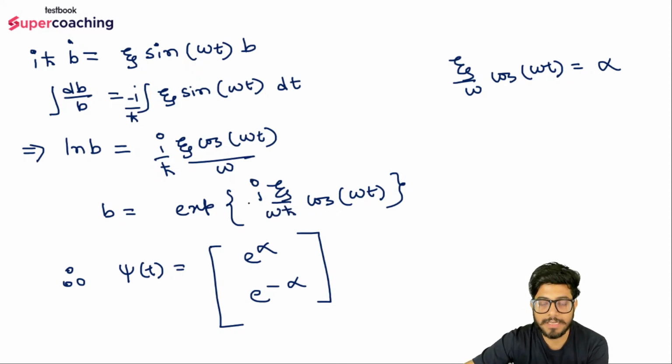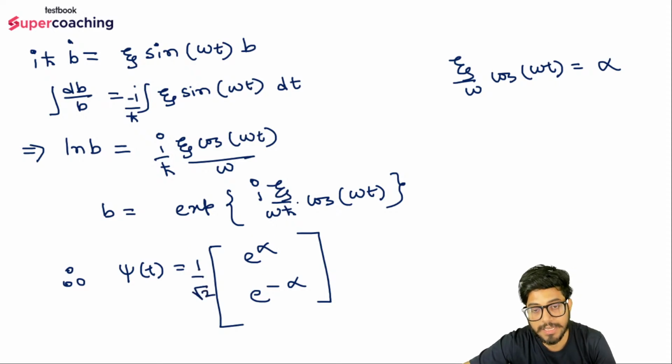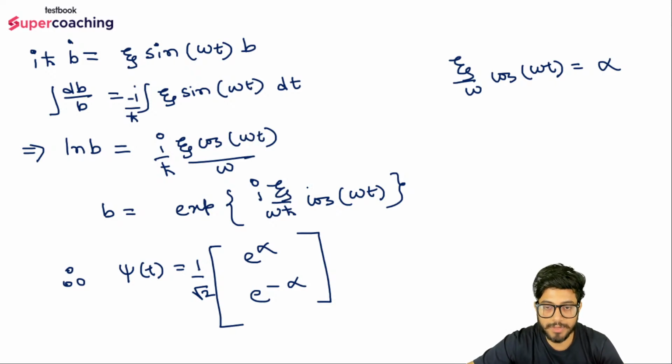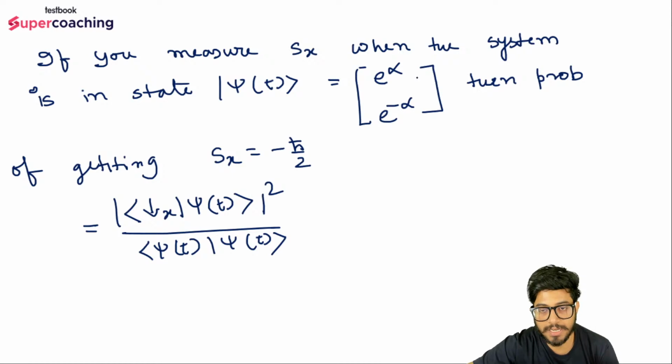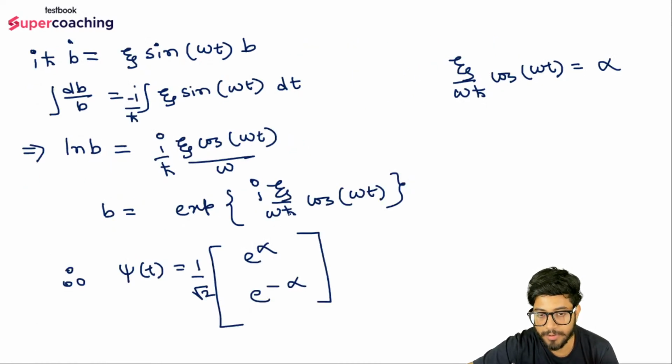Now it should be equal to 1 by root 2, because otherwise it won't be normalized, as zeta star zeta would become equal to 1 plus 1, that is 2. So 1 by root 2 has to be there. Fine. I'm taking i zeta by omega h cut cos omega t equal to alpha. In that case, it is becoming i into cos omega t zeta by omega h cut.